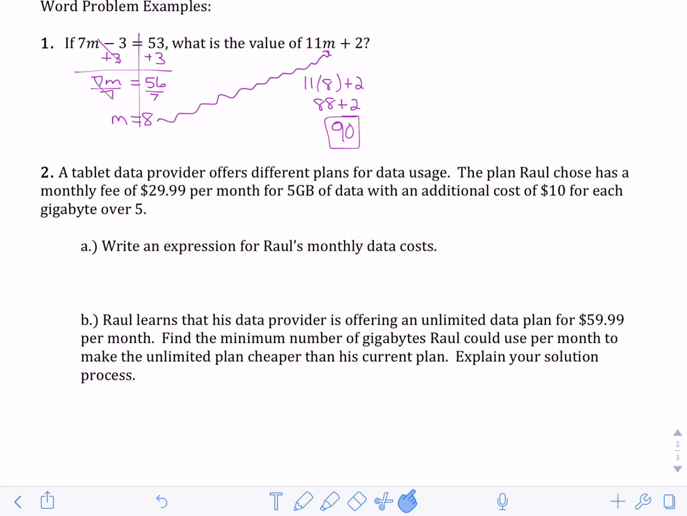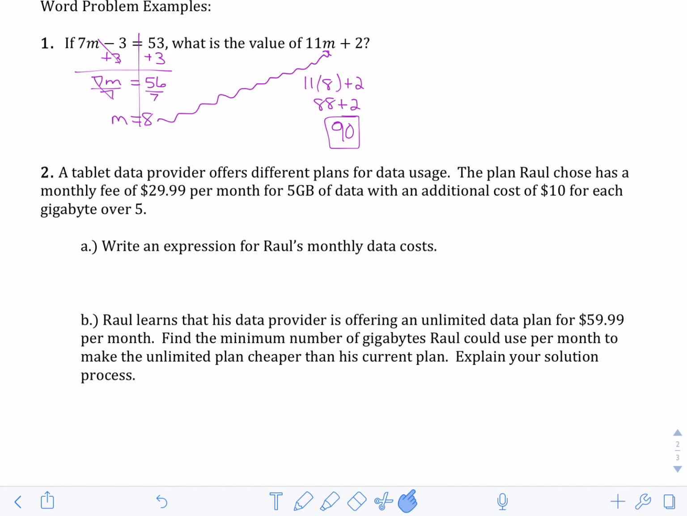Alright, number 2. A tablet data provider offers different plans for data usage. The plan Paul will choose has a monthly fee of $29.99 per month for 5 gigabytes of data with an additional cost of $10 for each gigabyte over 5. A. Write an expression for Raul's monthly data cost, and B. Raul learns that his data provider is offering an unlimited data plan for $59.99 per month. Find the minimum number of gigabytes Raul could use per month to make the unlimited plan cheaper than his current plan. Explain your solution process.